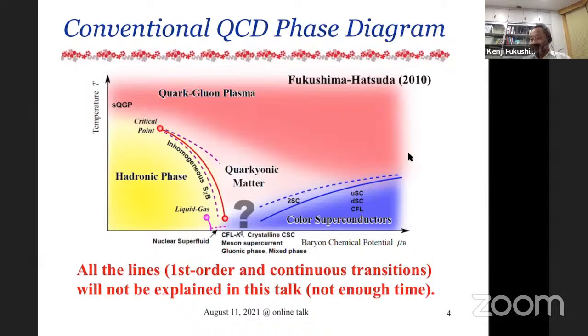Some years ago, more than 10 years ago, I wrote a review article with Tetsuo Hatsuda. You see there are many lines here, some dotted lines, etc., and they represent special kinds of phase transitions. Of course, I do not have enough time to explain everything, so only limited features of the QCD phase diagram can be explained here. But anyway, there are many complicated scenarios.